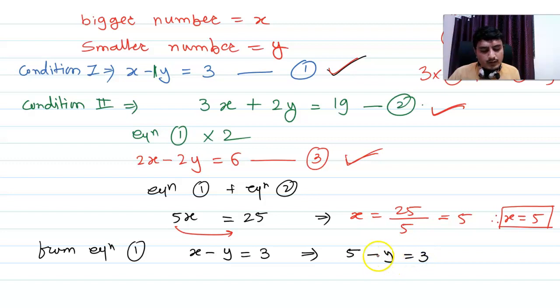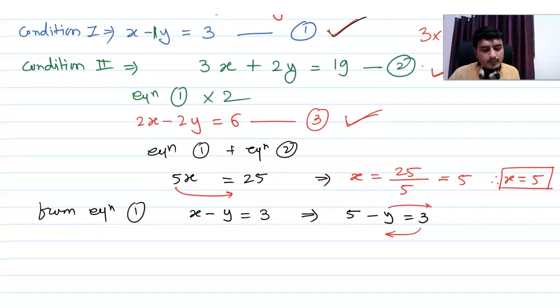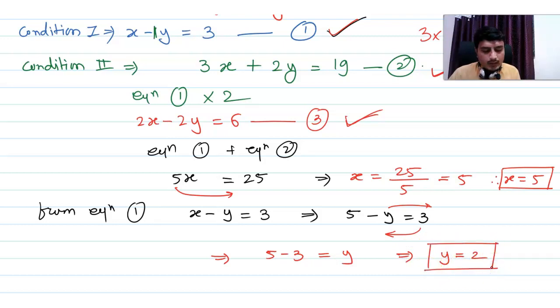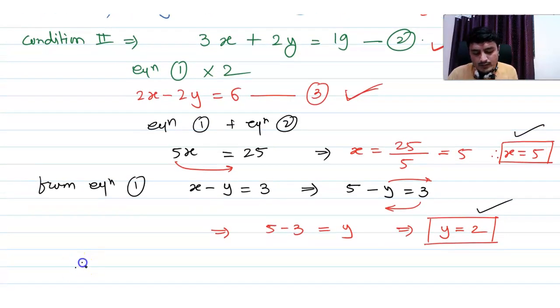Now the coefficient of variable y is -1. So try to shift y from LHS to RHS and simultaneously 3 from RHS to LHS. So we are getting 5 minus 3 is equal to y. So 5 minus 3 is 2. So the value of variable y is 2. That means the given two numbers are 5 and 2. So you have at last your solution.